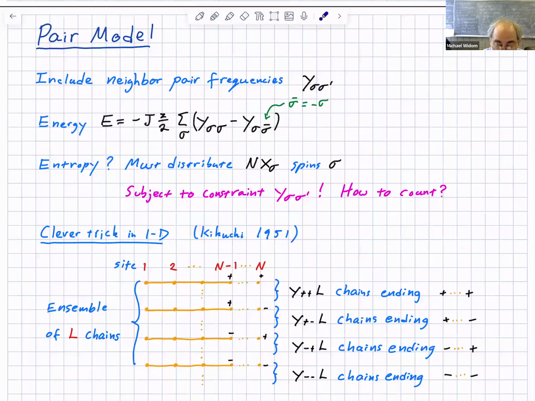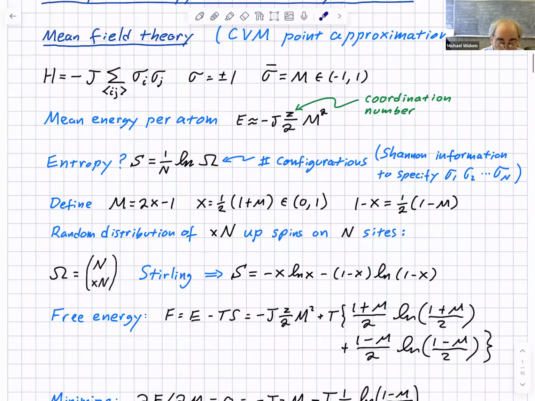So here I'm introducing the near neighbor pair frequency function y sigma sigma prime, where sigma prime is just the value of the spin that is the neighbor of sigma. And let's go back to this energy here. So for a given spin sigma, we need to sum over its neighbors sigma prime. So sigma i is sigma, sigma j is sigma prime. And we need to sum over all of its neighbors. Well, what are the values of the neighboring spins?